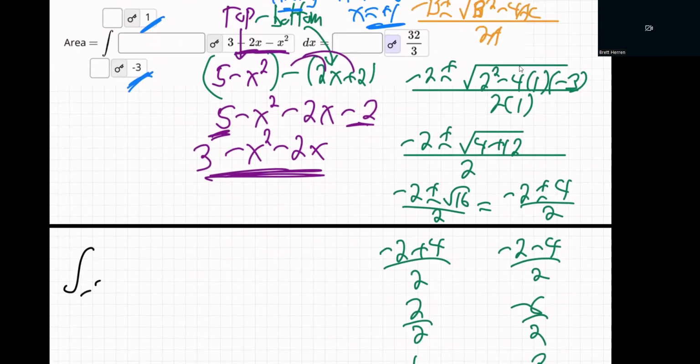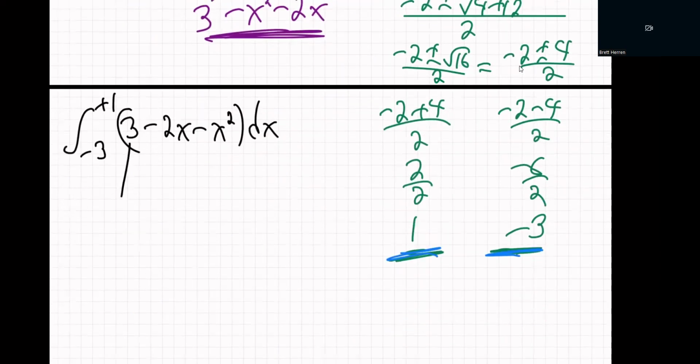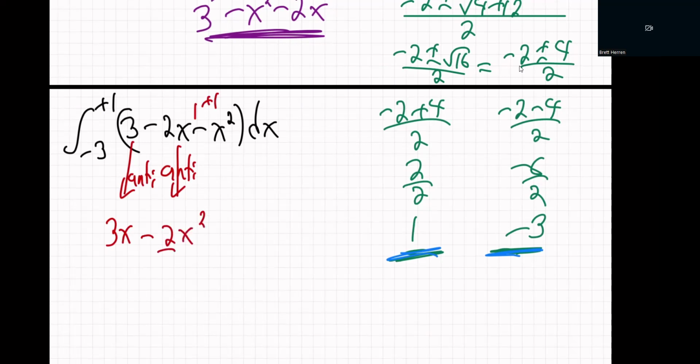So I'm going to go from negative 3 to positive 1 of, let me get rid of this, I can see this, 3 minus 2x minus x squared dx. So how do we do an integral? It's an antiderivative. I'm going to go anti. That'd be 3x anti. It's the first part, so add 1 divided by 2. Anti, this will be add 1, third power, and put a 1/3 in the front.